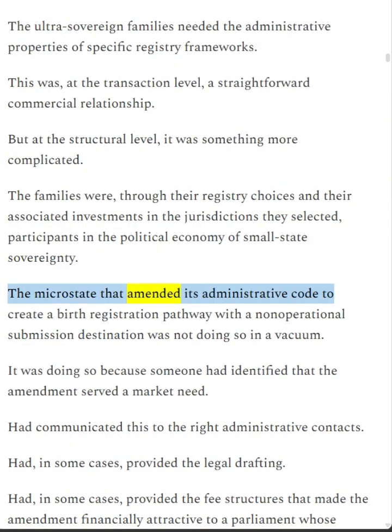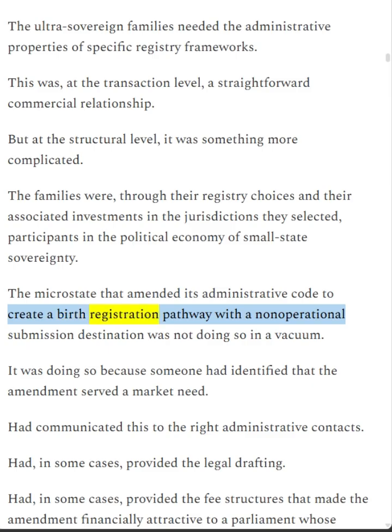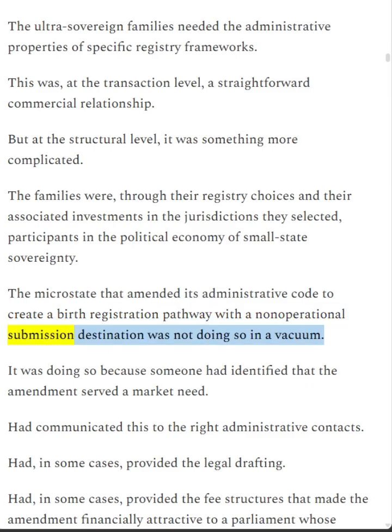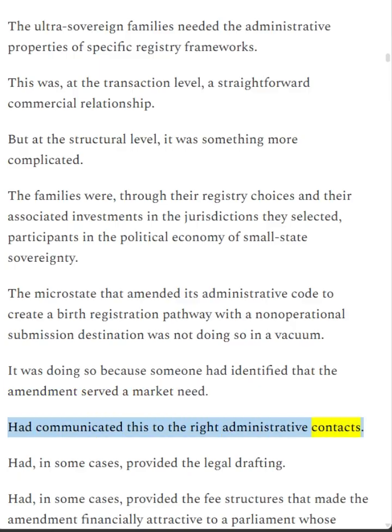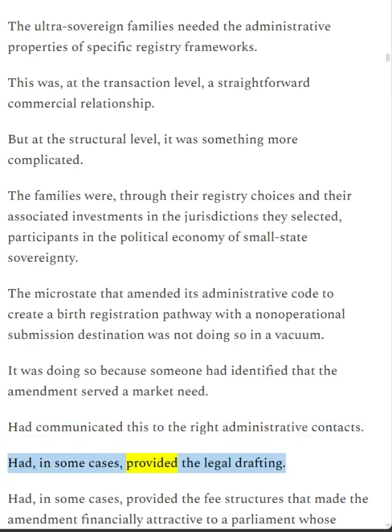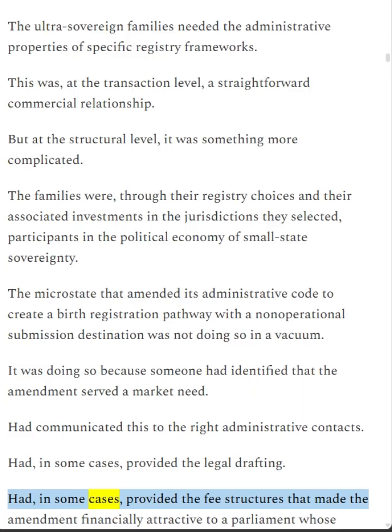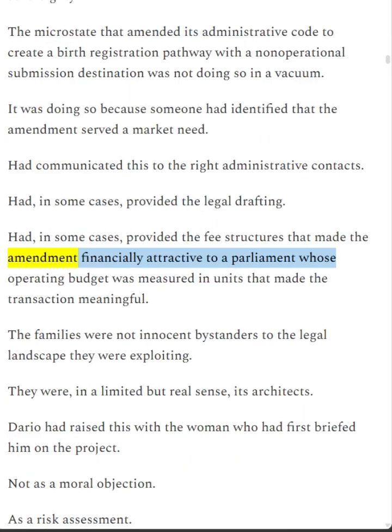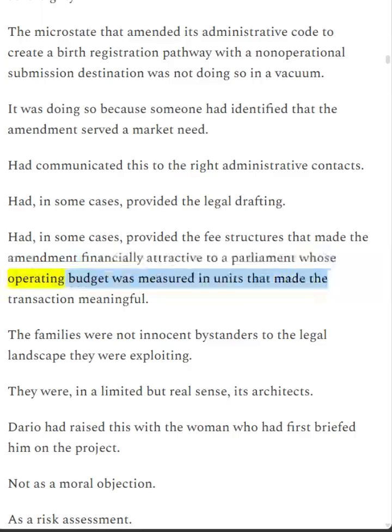The microstate that amended its administrative code to create a birth registration pathway, with a non-operational submission destination, was not doing so in a vacuum. It was doing so because someone had identified that the amendment served a market need, had communicated this to the right administrative contacts, had, in some cases, provided the legal drafting, had, in some cases, provided the fee structures that made the amendment financially attractive to a parliament whose operating budget was measured in units that made the transaction meaningful. The families were not innocent bystanders to the legal landscape they were exploiting. They were, in a limited but real sense, its architects.